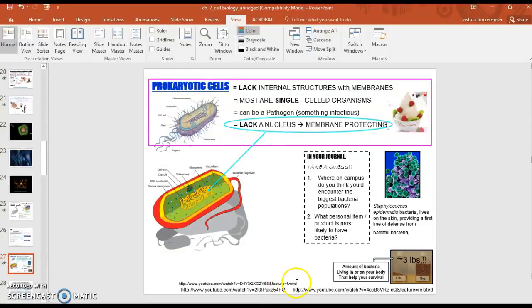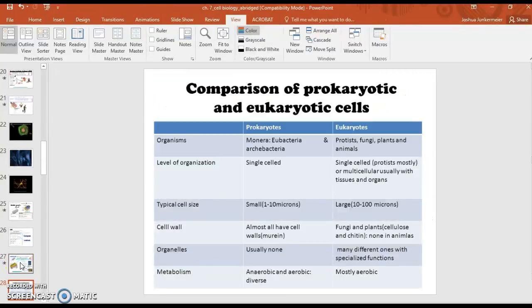Germaphobes beware. Each one of these video links build on those ideas and will help you get a better appreciation for bacteria and prokaryotic cells. All right, we got slide 28. Let's keep moving. Slide 28 is a simple thing.